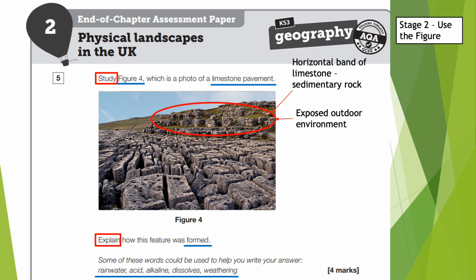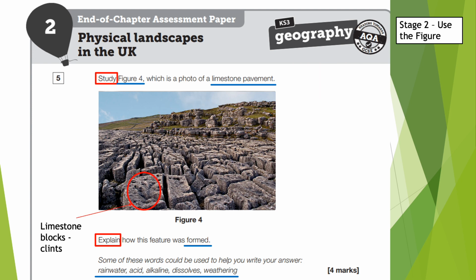Sedimentary rock is weaker than our other rock types of metamorphic and igneous. That means that it is more likely to be damaged by the processes of erosion and weathering. What I've also annotated onto my figure is that it is in an exposed outdoor environment. I therefore know it's likely to be subjected to different types of weathering and erosion.